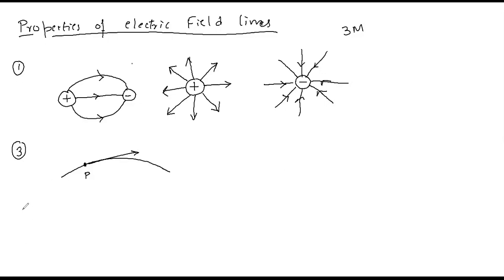Now coming to the fourth property, which is very important, or you can say it is helpful in the coming chapters. That is, the electric field lines are never a closed loop. Now what do you mean by a closed loop and an open loop? They are saying the electric field line is never a closed loop.